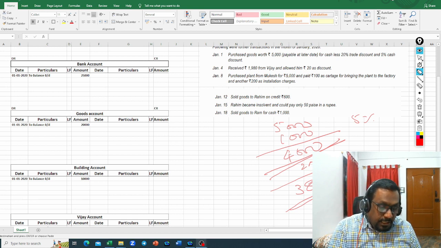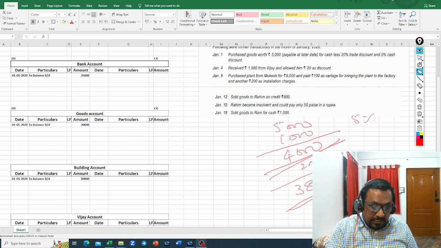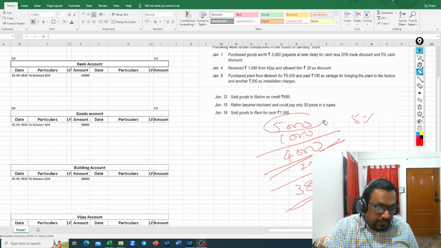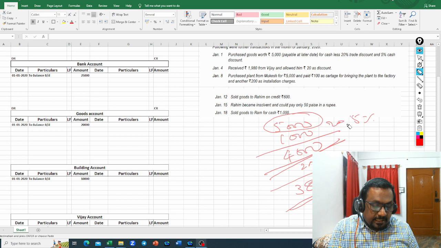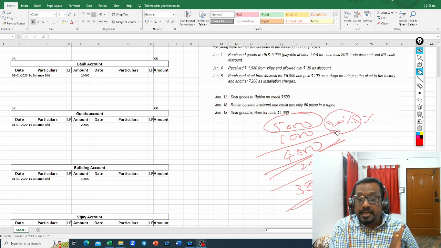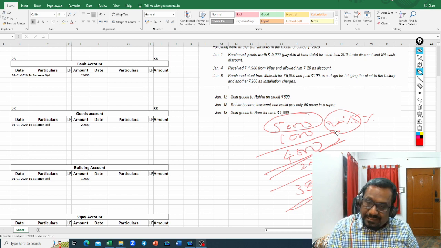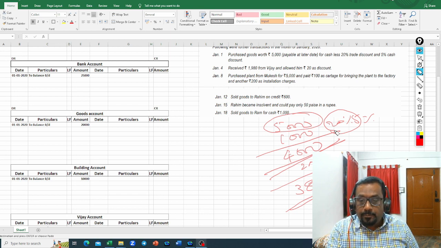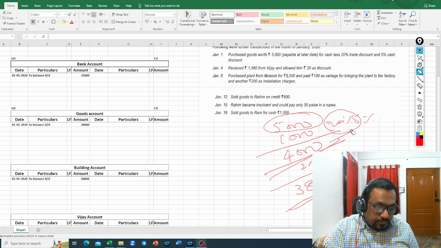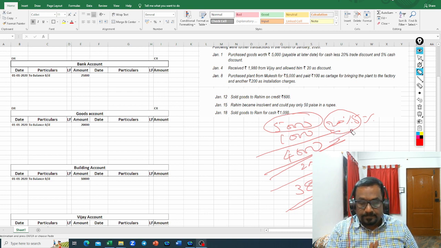So what entry are we supposed to book for this? Please remember this. I purchased for 5,000 with 20% trade discount, which we are not supposed to show in the books of accounts, because trade discount we do not show in books of accounts. So we just directly reduce that amount from 5,000 and arrive at 4,000. So 4,000 is the net purchases, right?